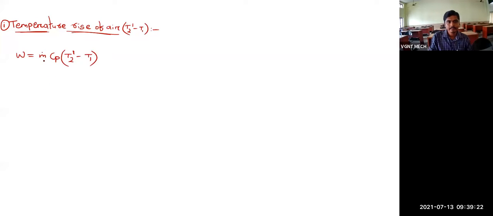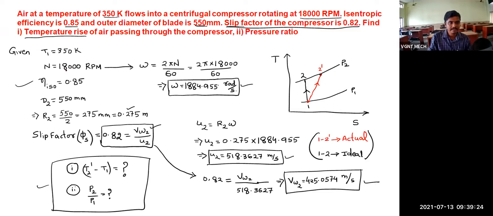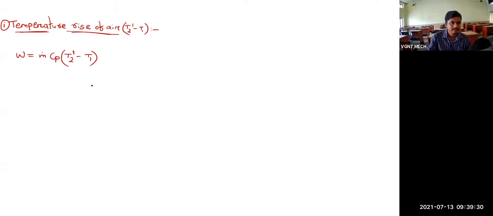Okay, but what is m? The mass flow rate value they have not given in this question, so we will take it as 1. So if we put mass flow rate as 1, the work done will be Cp into (T2 dash minus T1). So this T2 dash minus T1 we have to calculate. Cp is 1.005, but this work done we don't know.